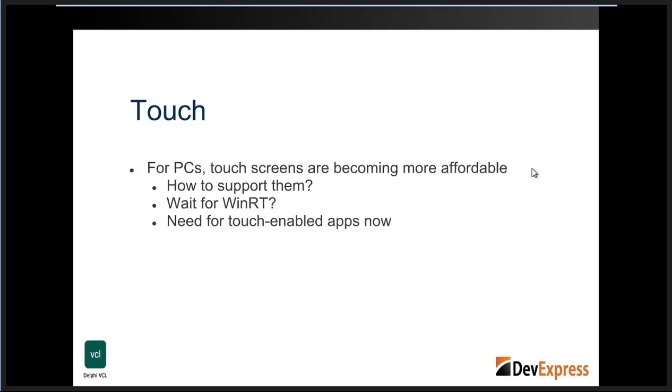So what I want to do, forgot this slide. For PCs, touchscreens are more affordable. They're all over the place. If you go and check in for a flight, you generally have to use a touch screen. In fact, when I get money out of the ATM at the bank, that's a touch screen as well. They're all over the place. People are expecting them. How do you support them? Do you wait for Windows RT, WinRT, Windows 8 in other words? But there is essentially a need for touch-enabled applications now.